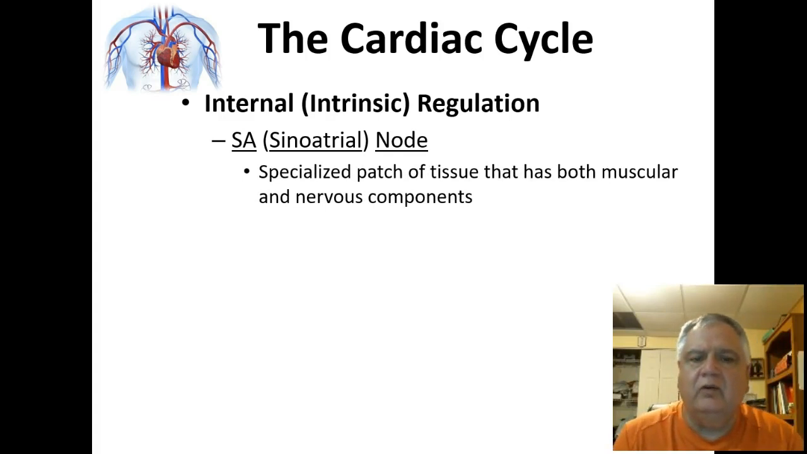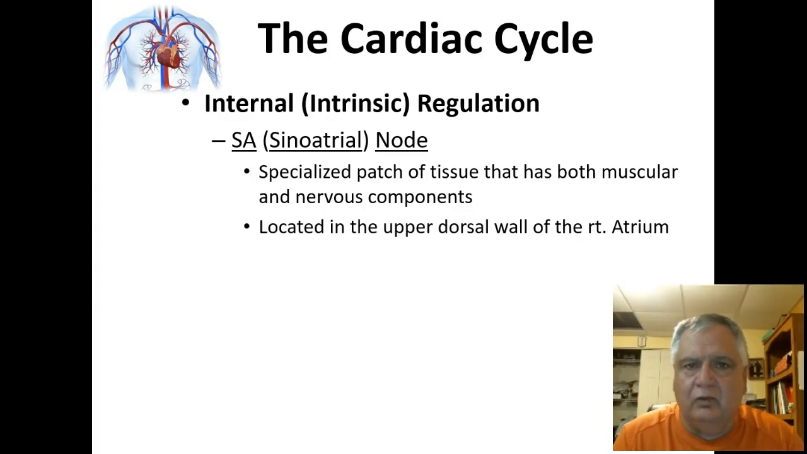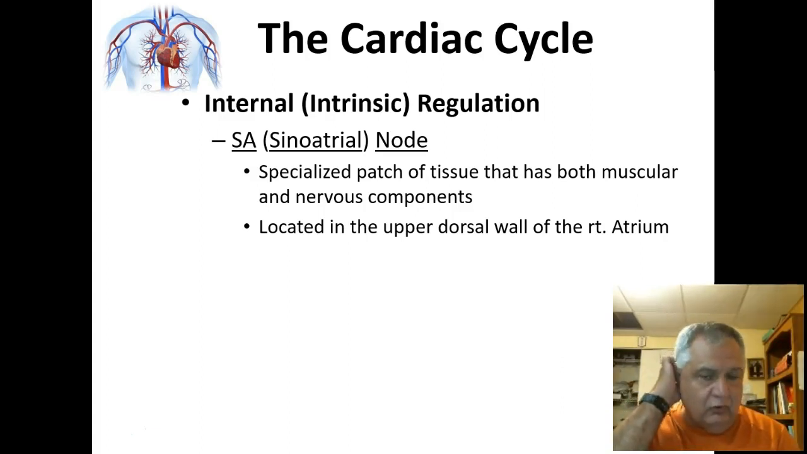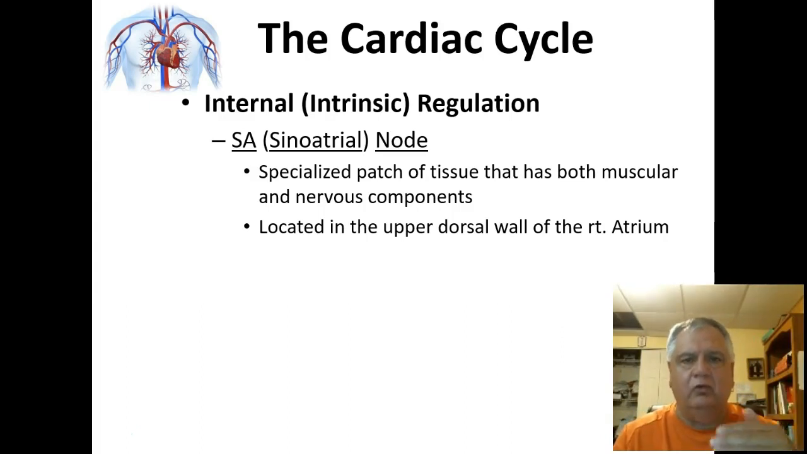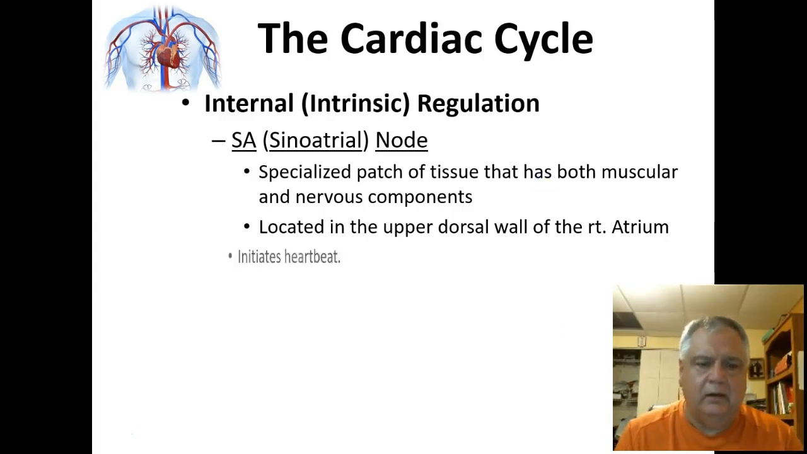This sinoatrial node is a specialized patch of tissue that has both muscular and nervous components to it, and therefore it's able to generate signals or action potentials. So as we move along, we're going to talk about the movement of the signal. When we talk about that, we're really talking about action potentials that are being formed here. So the sinoatrial node is located in the upper dorsal wall of the right atrium, top and dorsal, a little bit more toward the back.